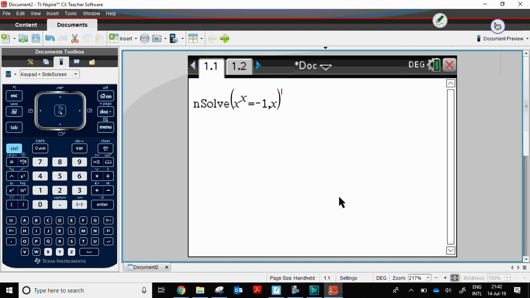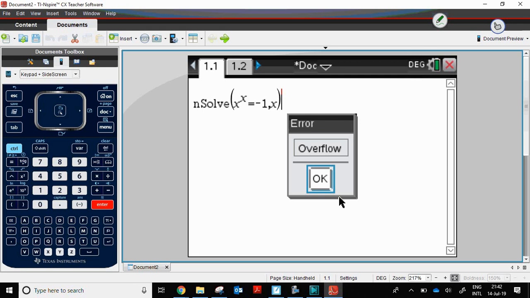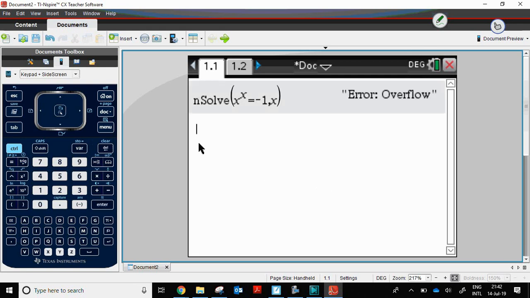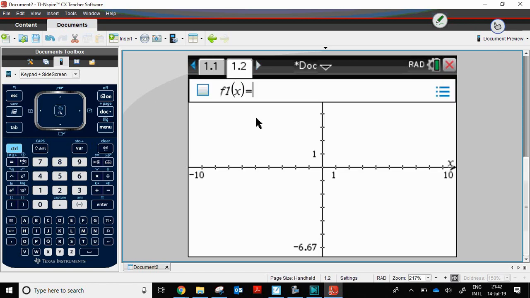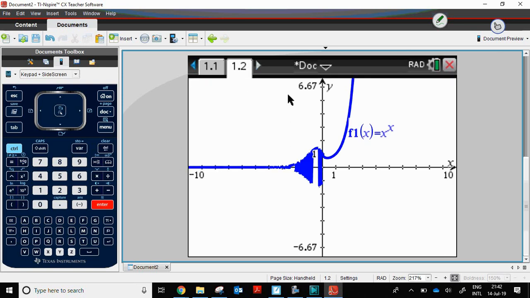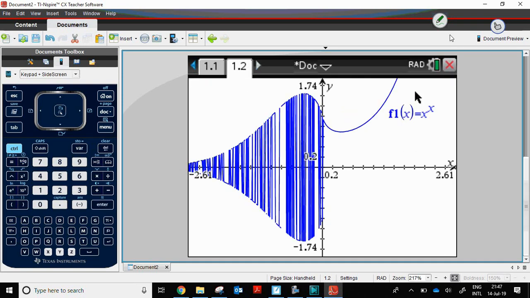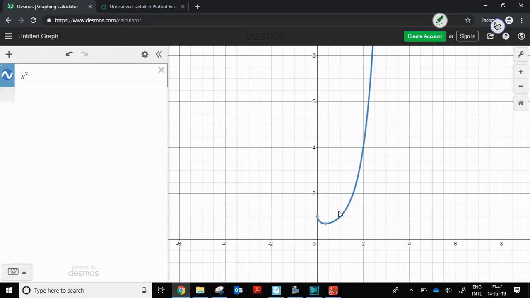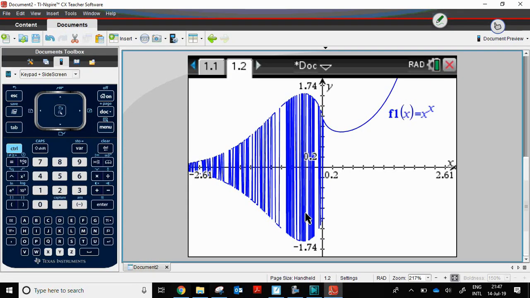Jump to the n-spire. Maybe n-solve will give me something for this. Overflow, okay, that's not a good thing. And polynomial won't work, polynomial roots, because this is not polynomial. Let's try graphing it here. It's probably going to give me the same thing as Desmos. Or is it? Whoa! So that's interesting. Now remember that Desmos said that it was complicated, and it is. Desmos decided just not to show any x values that were negative, whereas the calculator is showing that something's happening there.